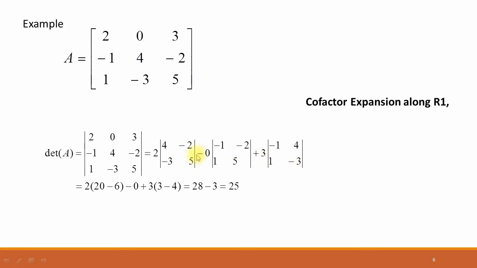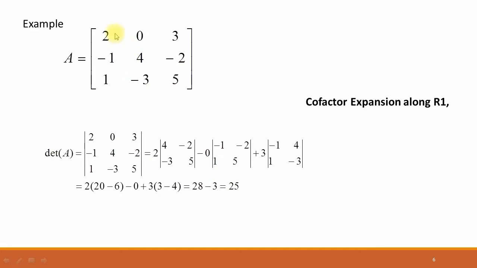Now find the determinants of these three minor matrices. The determinant of the first minor matrix will be 4 times 5 is 20, and now multiply the other two entries, minus 2 and minus 3, which will be 6, so the determinant will be 20 minus 6. Now multiply this by 2, and then the second term multiplied by 0 gives 0. Now plus 3 and multiply the two entries, minus 3 minus 4. So after simplification we get the determinant of this matrix is 25, which is not equal to 0.